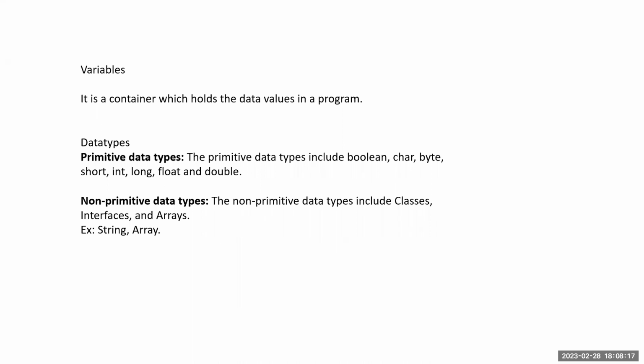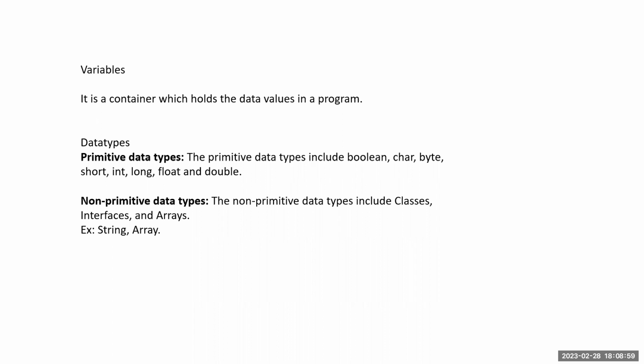How can I hold different types of data? Let's say we have different types of data: some values like numbers, some text format, and some decimal numbers format. And we have something like decision making between true and false. We need those things as different types of data.